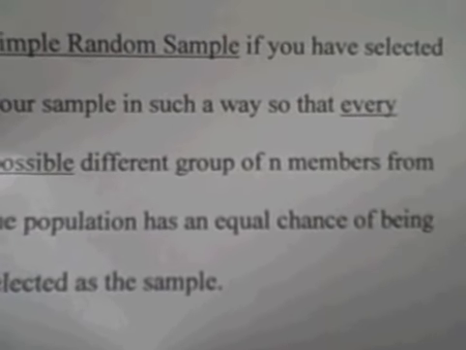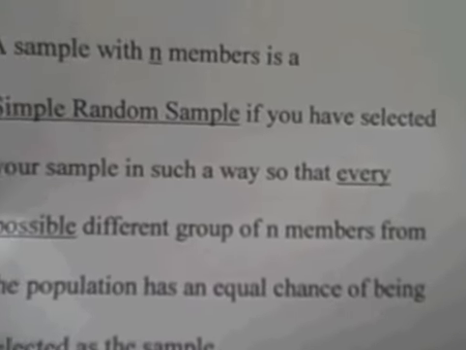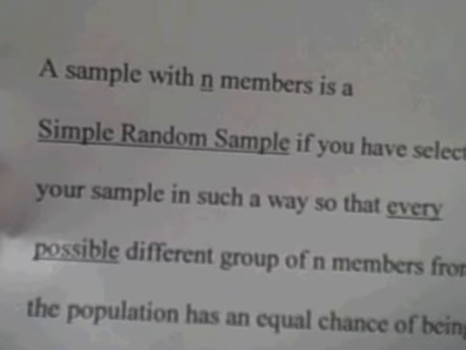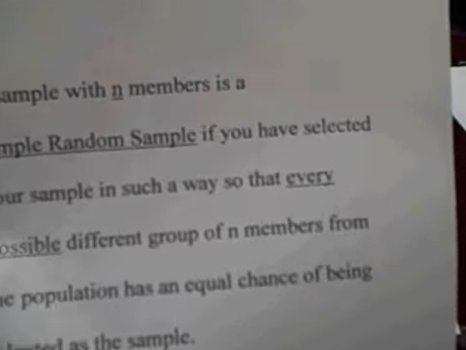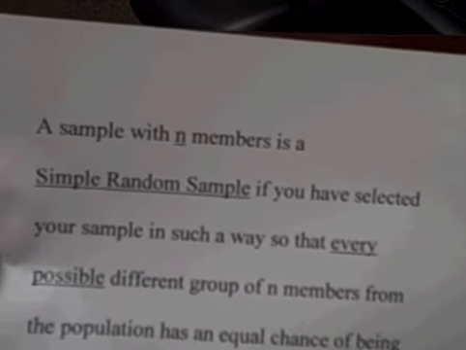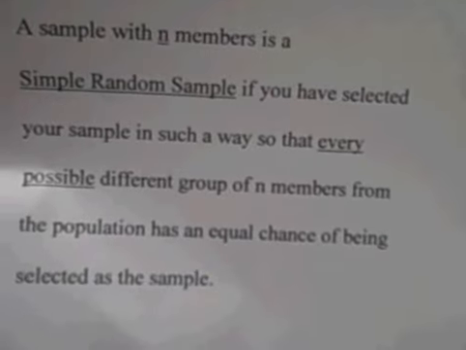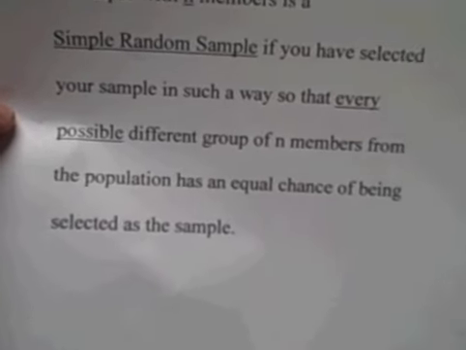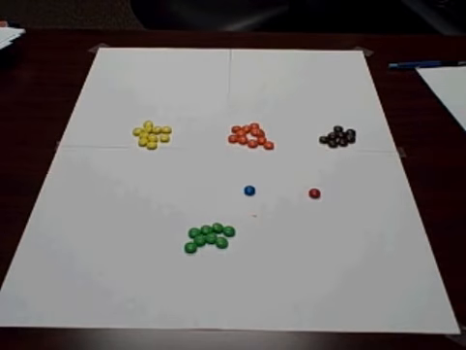Let me make sure you're clear about how this is different from just a random sample. A random sample is based on every member having an equal chance of being chosen. Here we've gone one step further. For a simple random sample, every different grouping of all the members in the population of a particular size, say again 6, every possible grouping of size, for example 6, has to have an equal chance of being chosen as the selected sample. This is much harder to come by.